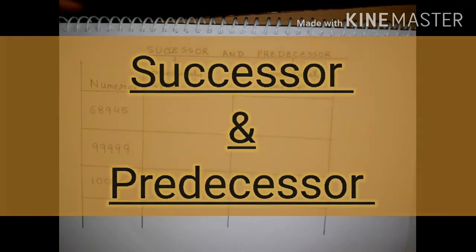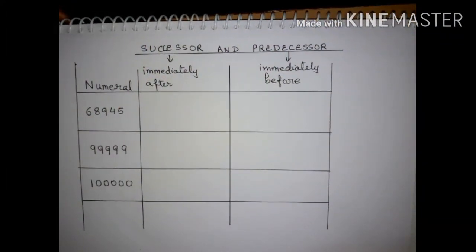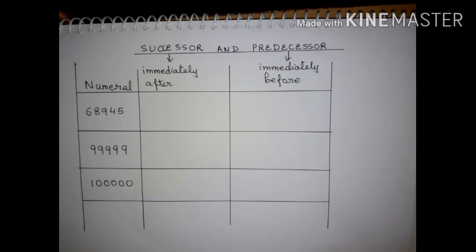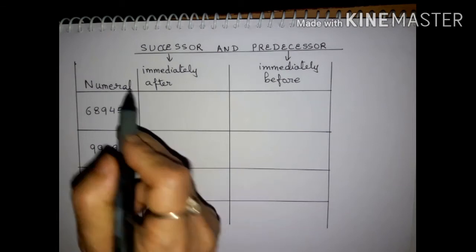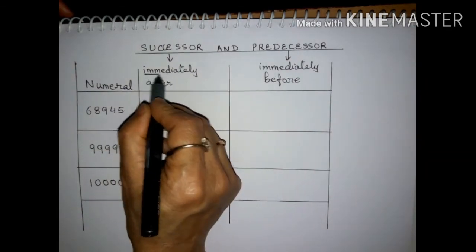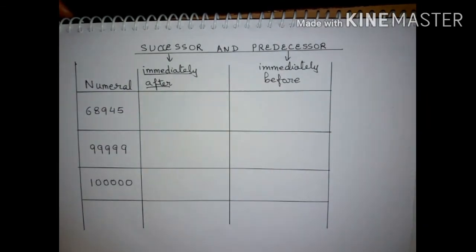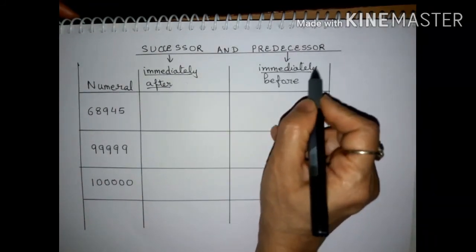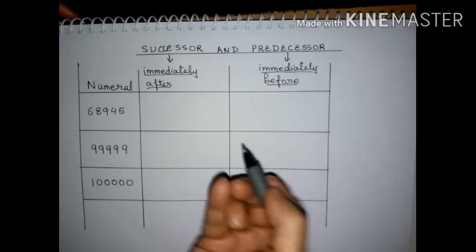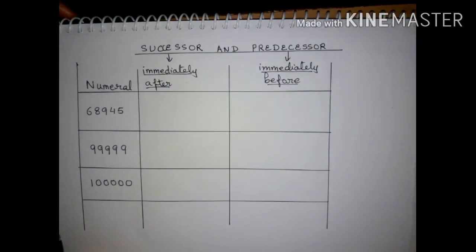Now we are going to study the predecessor and successor. Successor simply means the number which comes immediately after the given numeral. I've written here, immediately after. Whereas predecessor means the numeral which comes immediately before the given numeral. Let us take some examples.